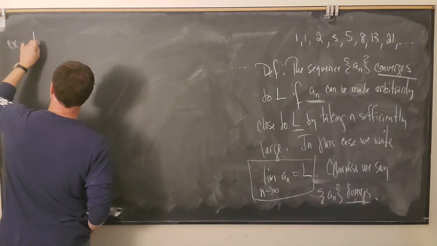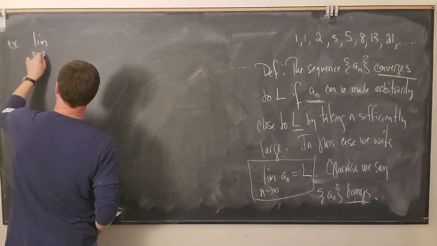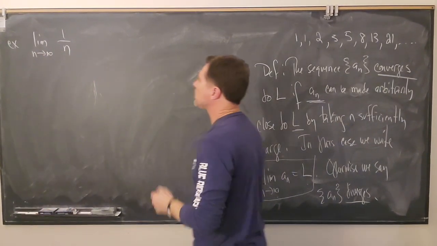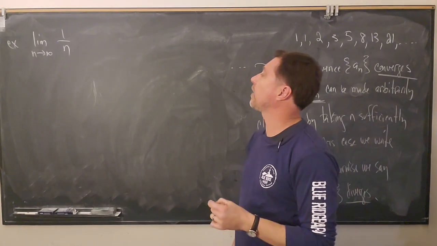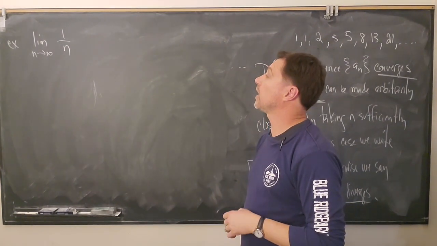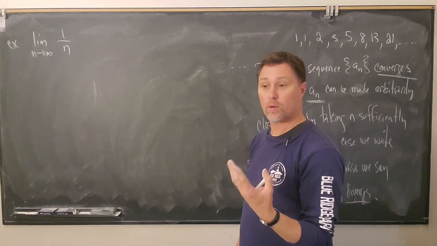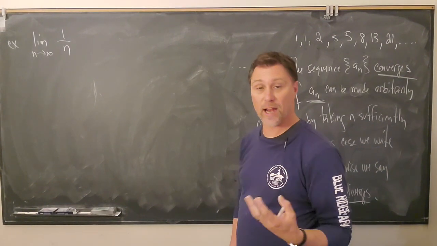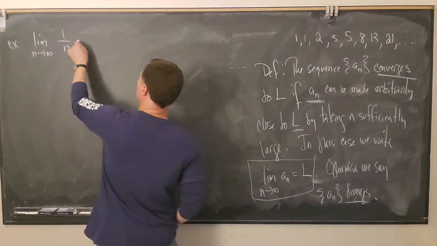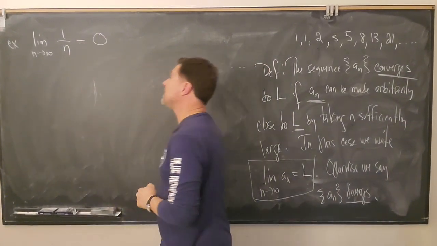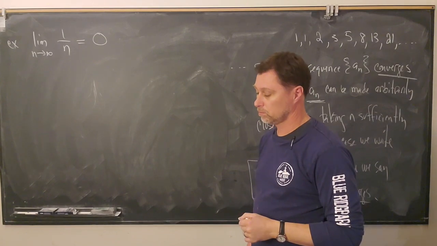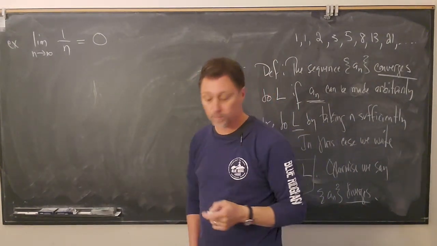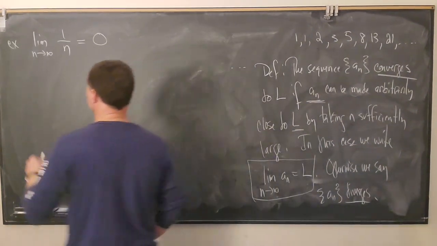So first, let's look at the sequence 1 over n. As n goes to infinity, what's happening to this fraction? The fraction has a constant numerator 1, but the denominator is getting larger and larger, which means that the fraction is getting smaller and smaller. So the sequence 1 over n converges to 0, and we write limit as n goes to infinity of 1 over n equals 0. Let's look at some more examples.